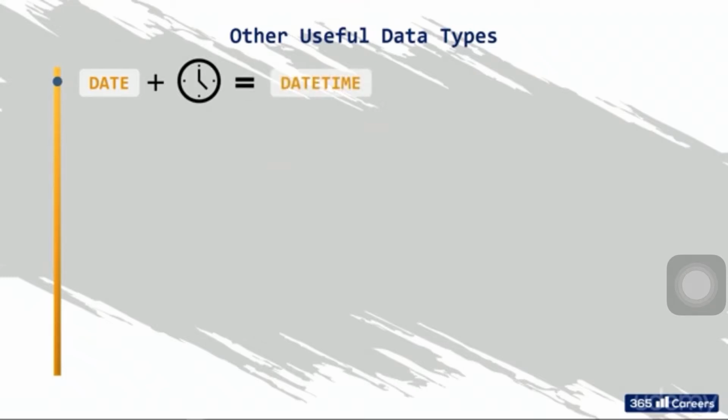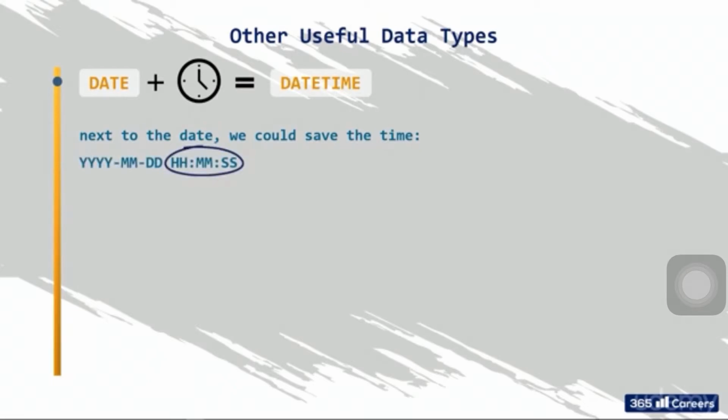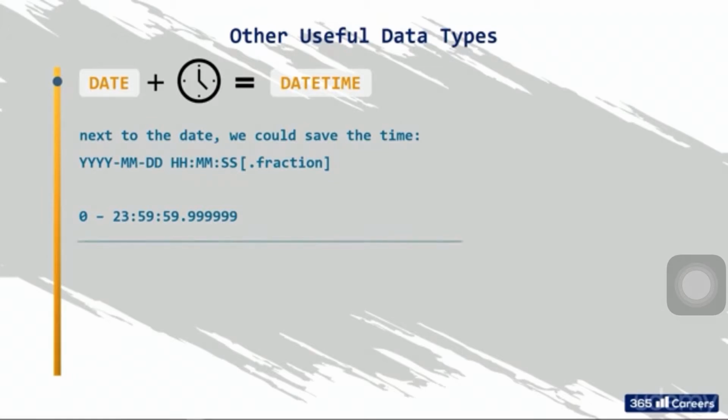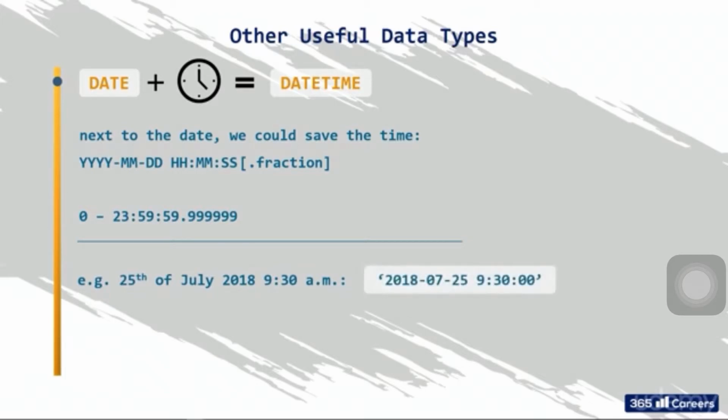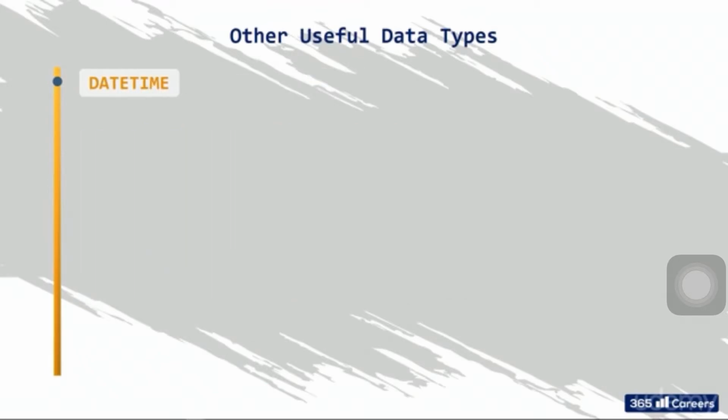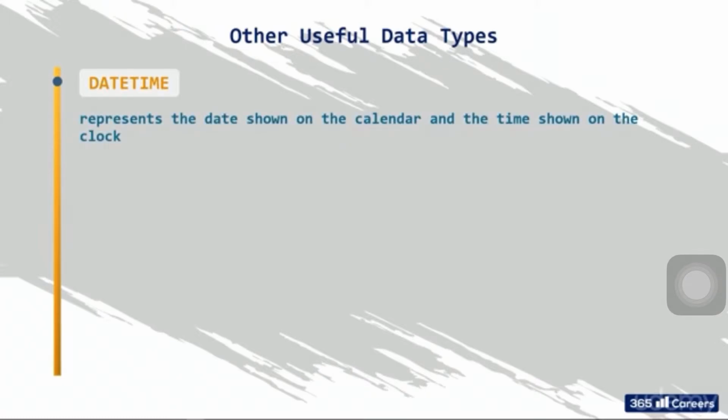Next to the date, we could save the time, shown in the following format: hours, minutes, and seconds. We can even have fractional seconds, parting up to microseconds with 6-digit precision. The range of this data type is like that of date, with the difference being that the hours can go from 0 to 23 hours 59 minutes 59 seconds and 6 times 9 microseconds. An example of a data value of this type would be the 25th of July 2018, 9:30 in the morning. Great! These data types refer to date and time precisely. That is, you can think of datetime as representing the date shown on the calendar and the time shown on the clock.